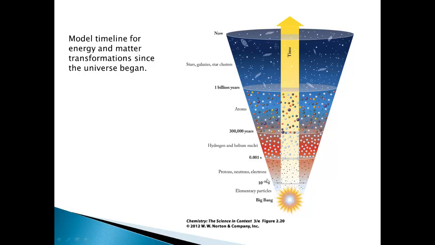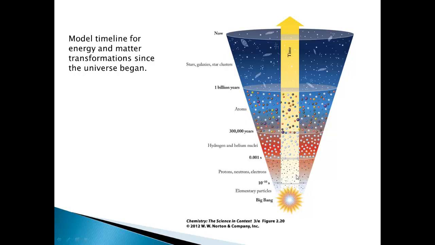In any case, according to this theory, very early on after the Big Bang, there were only elementary particles. So this is 10 to the minus 10th second, so that's 10 billionths of a second after the Big Bang. There was this soup of elementary particles. So all we had were electrons and little tiny particles called quarks.